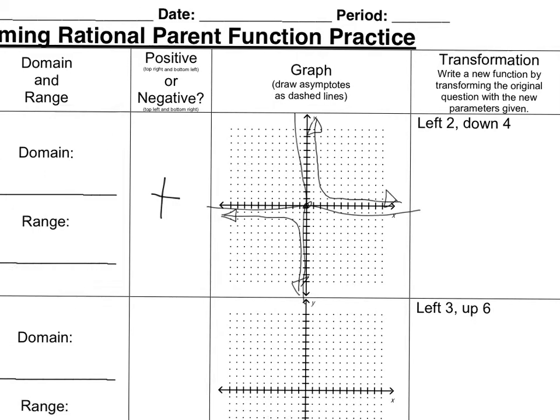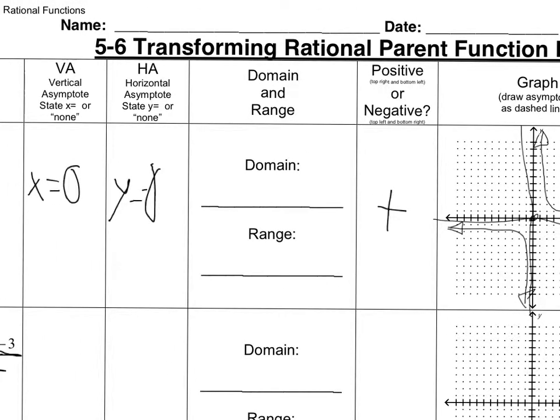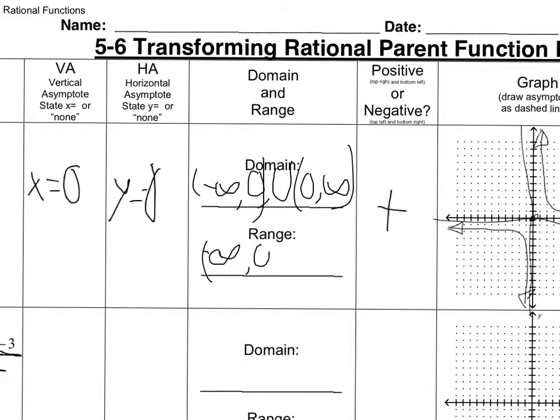Lastly, we'll be looking at the domain and range of your equation, always starting with negative infinity for both. And then you look at your vertical and horizontal asymptotes. For domain, it'll be vertical, so you have negative infinity to 0, union from 0 to infinity. Same thing with your range, only you use the horizontal asymptote, 0, union from 0 to infinity.